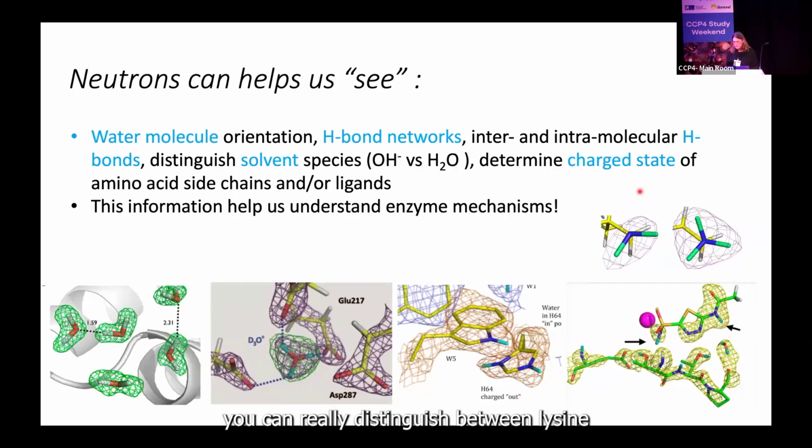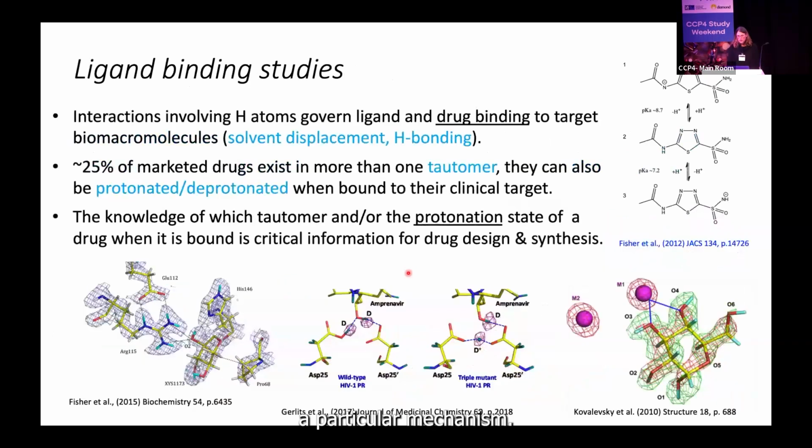And beautifully, you can really distinguish between lysines that are charged and neutral, and the same for histidine side chains, just as an example. And this extends to, of course, the whole protein. And these can really be key points if you're trying to understand a particular mechanism. Even more so for drug or ligand binding studies, I would say, and I think in the future, neutrons will be more and more useful for drug design and inform medicinal chemistry, for example, because we get very specific information on solvent displacement, hydrogen bonding disruption when a ligand binds, and we can understand which tautomer is bound and what is the protonation or deprotonation state of a drug or a molecule bound to its clinical target.